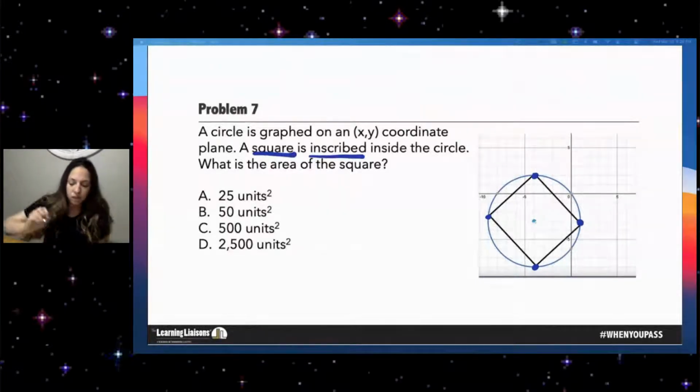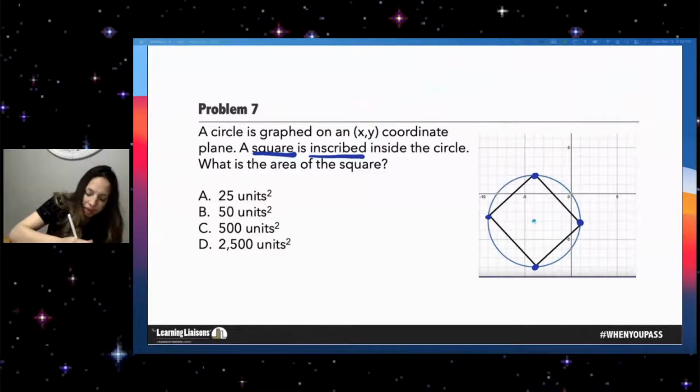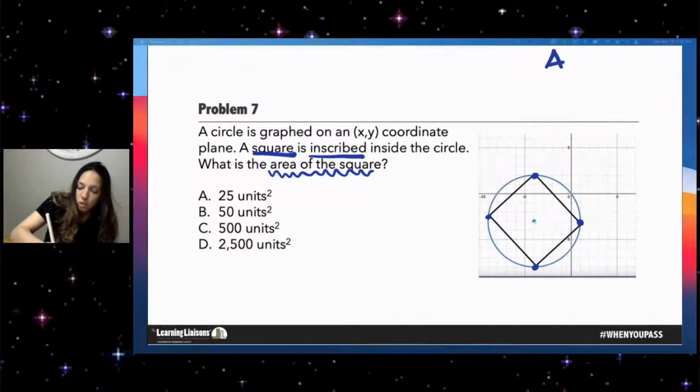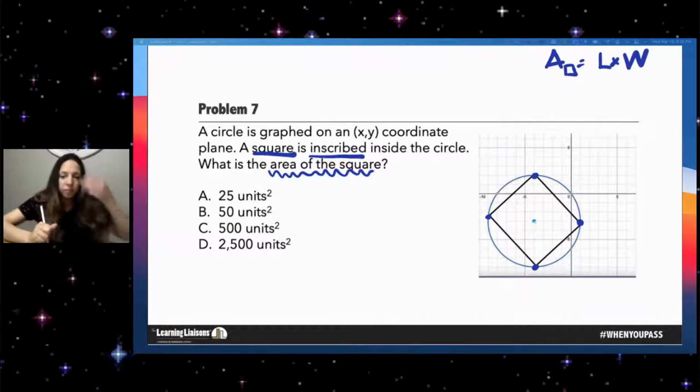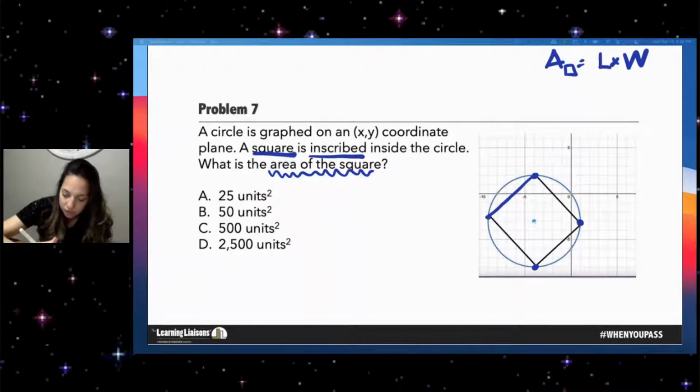What is the area of the square? Well, what information do I need to know to be able to find the area of the square? Area of a square equals length times width, or length squared, really. So I need to know what the measurement of one of these sides is. But how am I going to solve that?